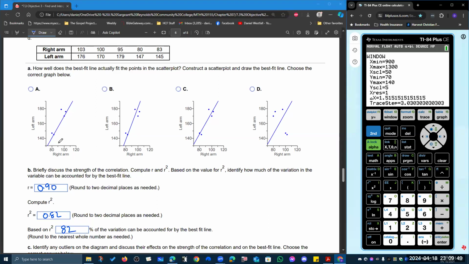It goes from 70 to 120 by tens, and then from 130 to 190 by tens on Y. And that looks like C to me.